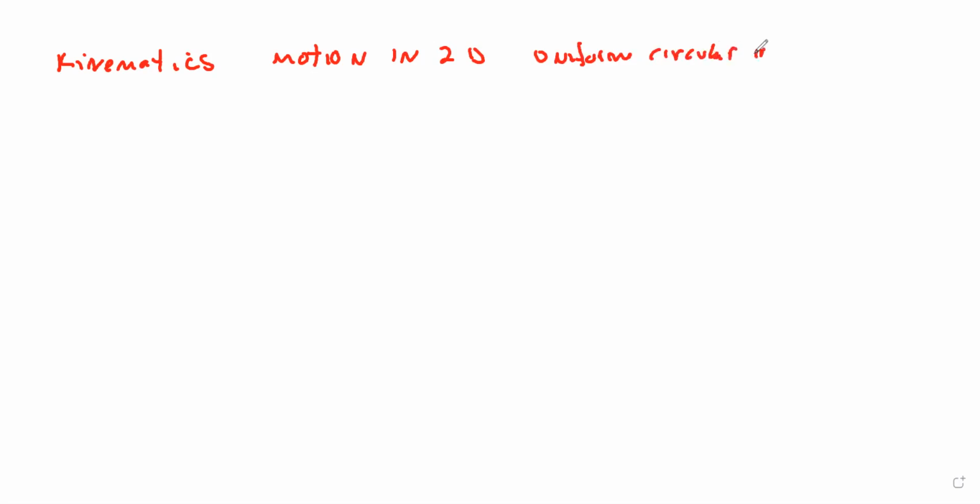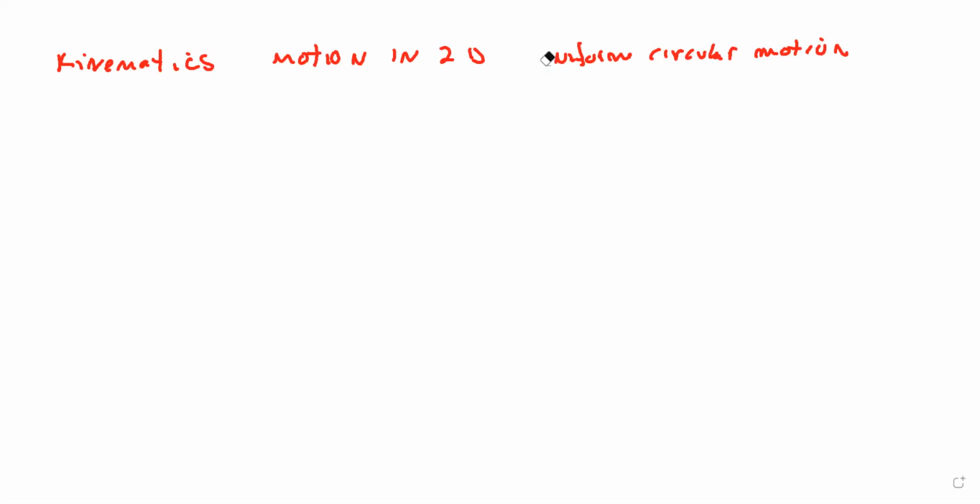Okay, we are going to talk about kinematics, more kinematics, and we're going to talk about motion. Motion in 2 dimensions, and this is going to be motion in a circular path. It's going to be uniform circular motion. Okay, what does that mean?